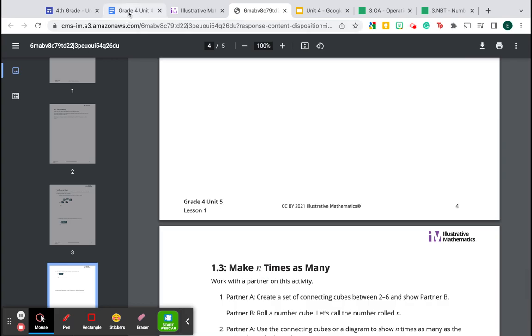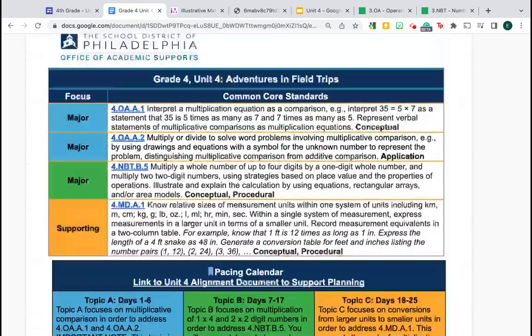That's all for fourth grade, Unit 4, multiplication.